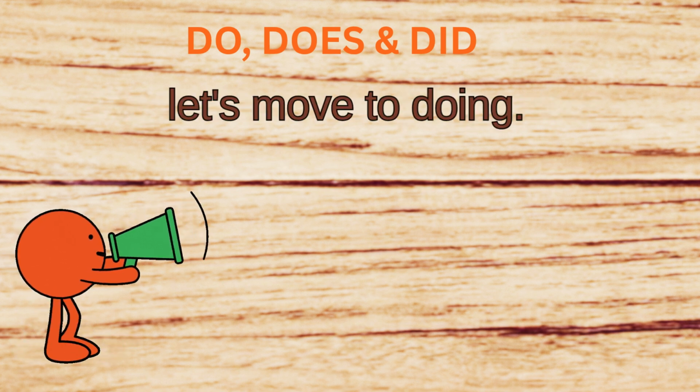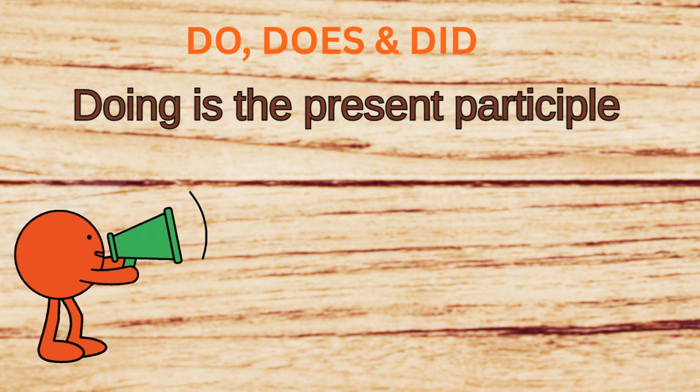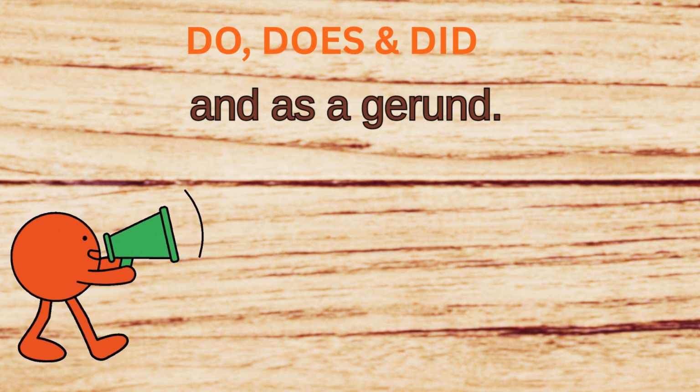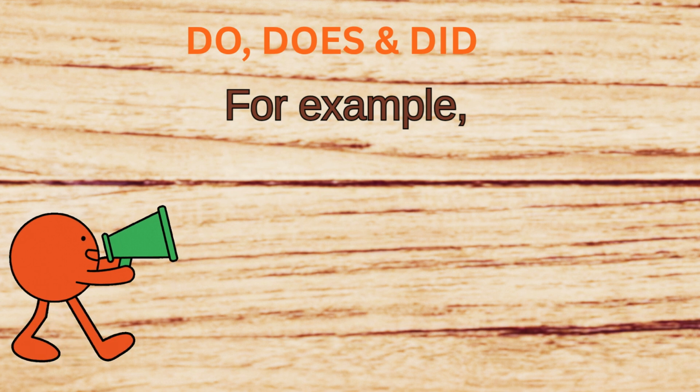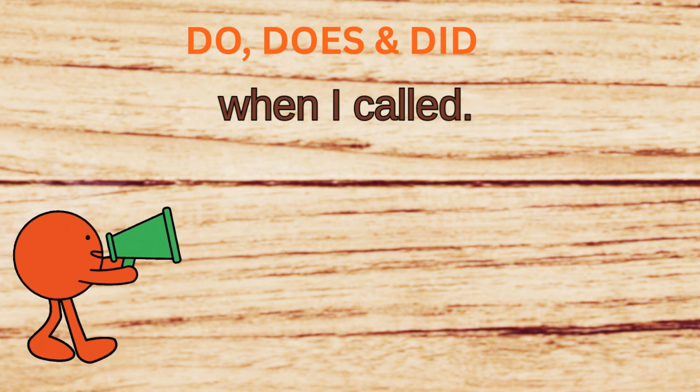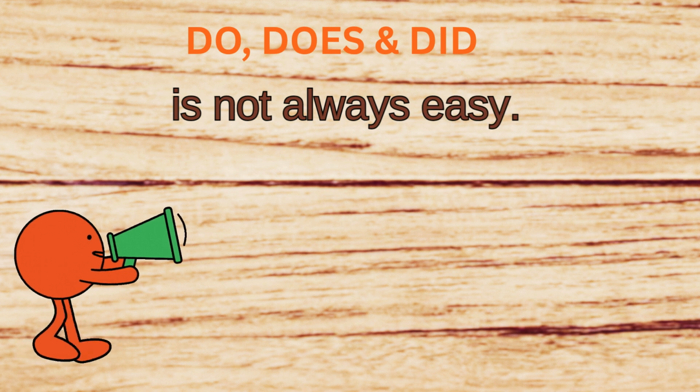Now, let's move to doing. Doing is the present participle form of do. It is used in continuous tenses and as a gerund. For example, I am doing my project now. She is doing research online. They were doing exercises when I called. Doing the right thing is not always easy.